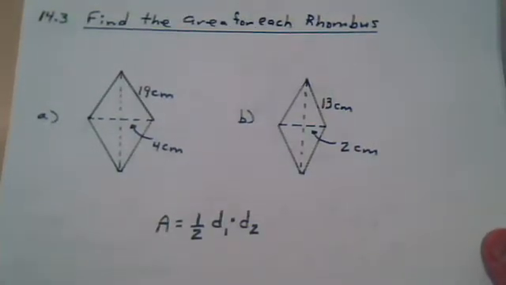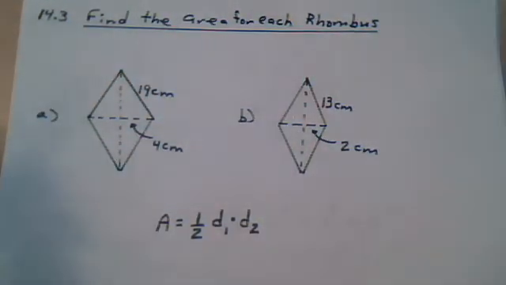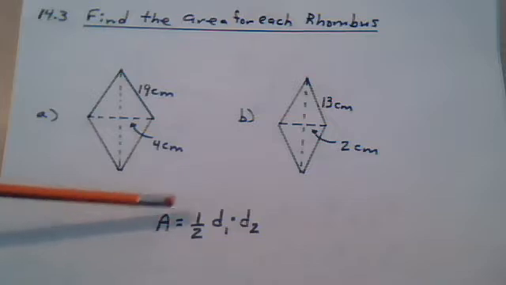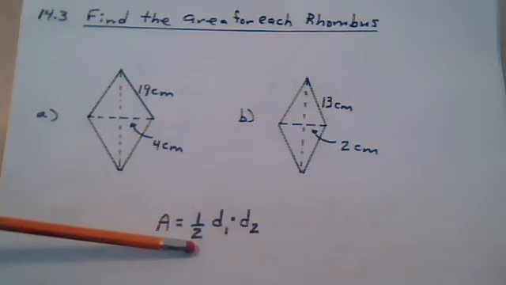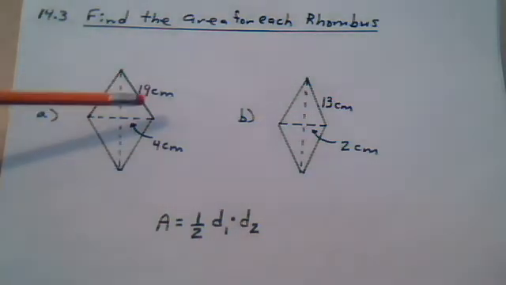Find the area for each rhombus. So this is the rhombus and this is the rhombus. This is the formula for the area of a rhombus. It's 1/2 diagonal 1 times diagonal 2. These are the diagonals.